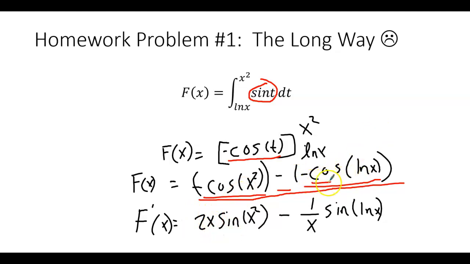Same thing over here. The derivative of cosine is negative sine, and it cancels with this negative here, and it leaves us with a positive sine with an ln x on the inside. And the derivative of ln is 1 over x, and this little negative in the middle here just stays. So there is our final answer for that one.